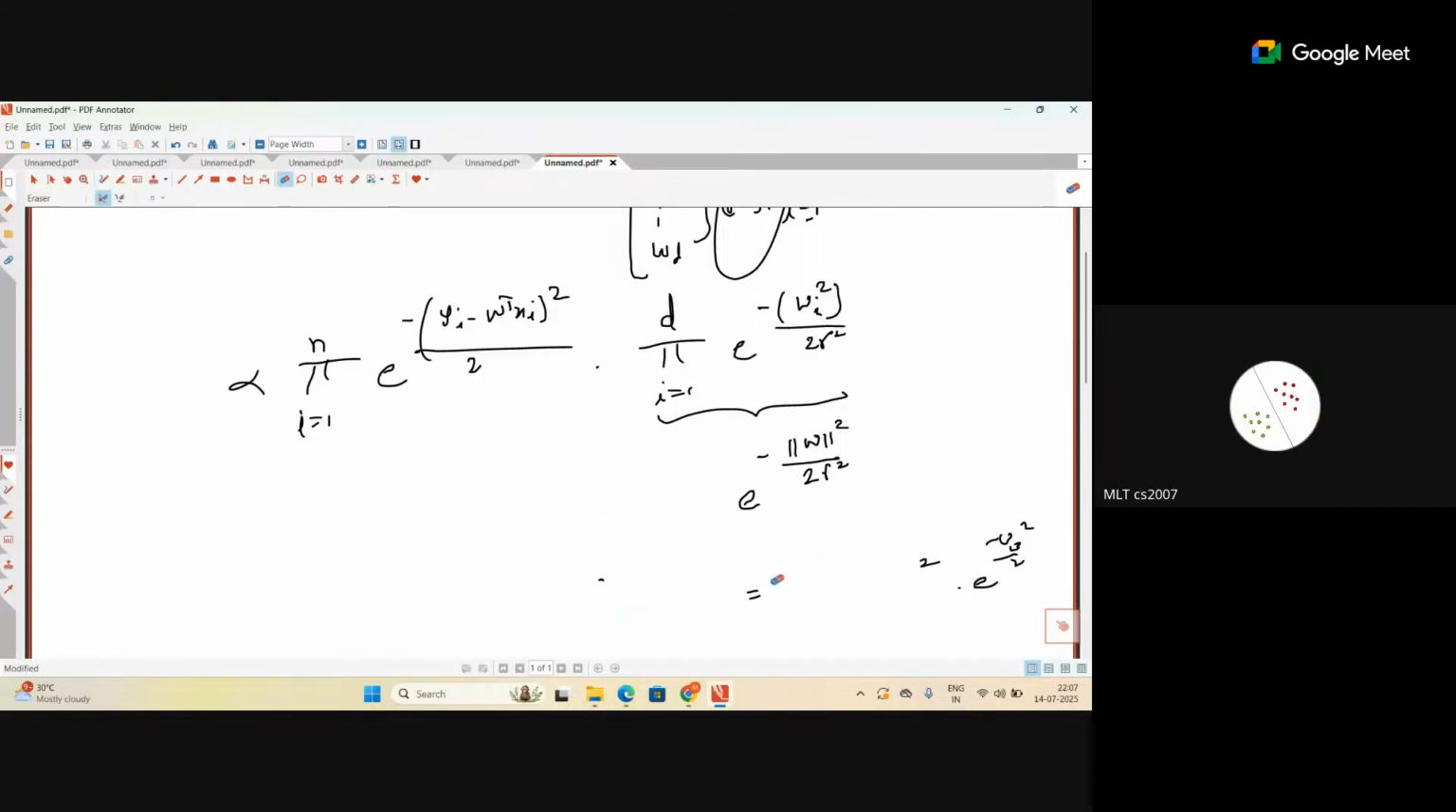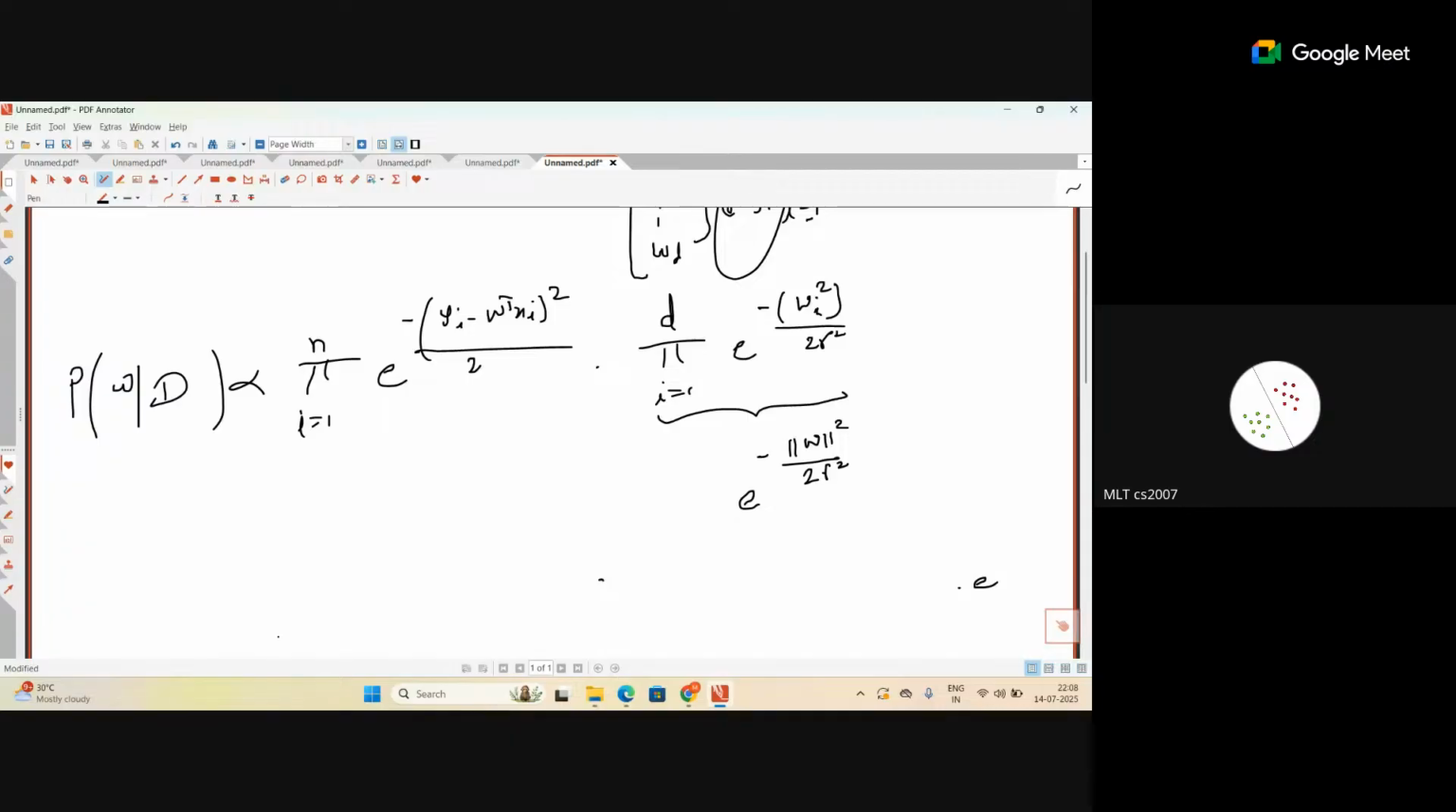Okay, what will happen now? And this is called maximum a posteriori. This posterior distribution is the probability of w given the data, given t. Now what I need to do is maximize this likelihood.